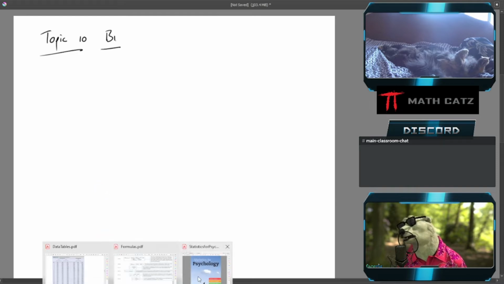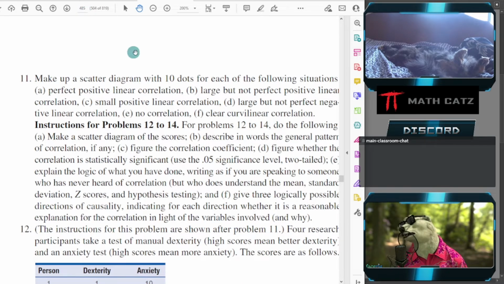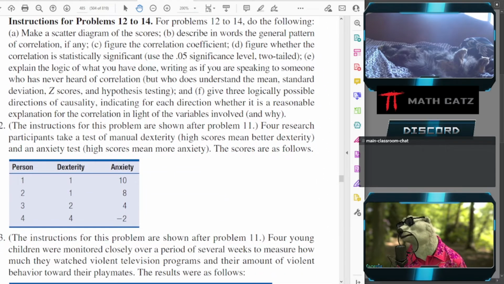As always, the book we're going to use for these problems is the very good Statistics for Psychology book. Best explanations as far as I'm concerned for these introduction topics. We're on page 485. Now the instructions, we're going to do number 12, but the instructions for the following three questions are up here above number 12.